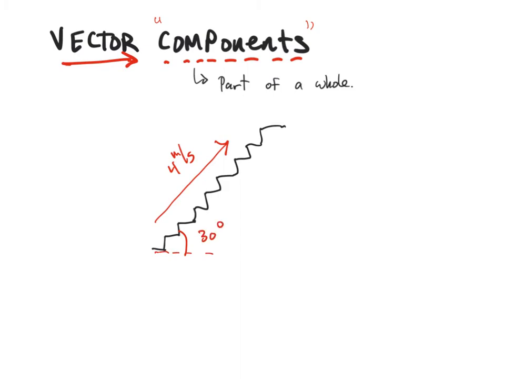So if I move 4 meters per second at an angle of 30 degrees above horizontal, like so, I might ask you, am I moving to the right or am I moving up? And I hope you would tell me that I am moving both to the right and I am moving up. In other words, there is a part or a component of the 4 meters per second. There's a component that is to the right, and there is a component that is up.